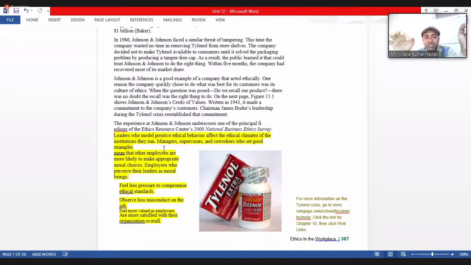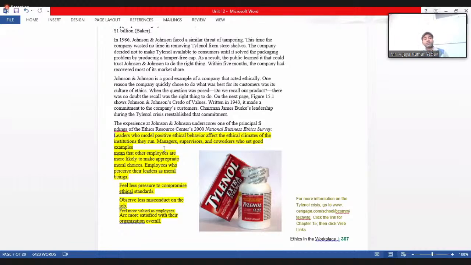Managers, supervisors, and co-workers who set good examples mean that other employees are more likely to make appropriate moral choices. If managers, supervisors, and co-workers become the role models in the institutions, then other employees will automatically act ethically. Employees who perceive their leaders as moral beings feel less pressure to compromise ethical standards, observe less misconduct on the job, feel more valued as employees, and are more satisfied with their organization overall.